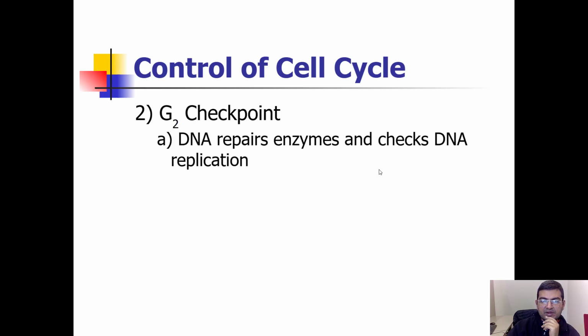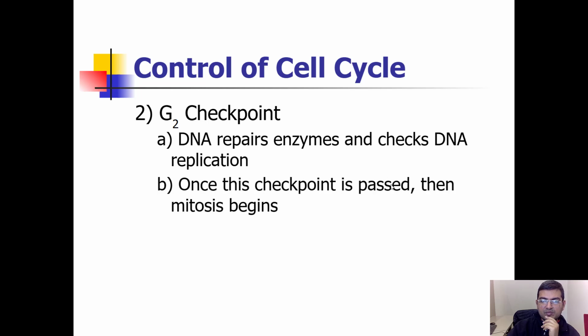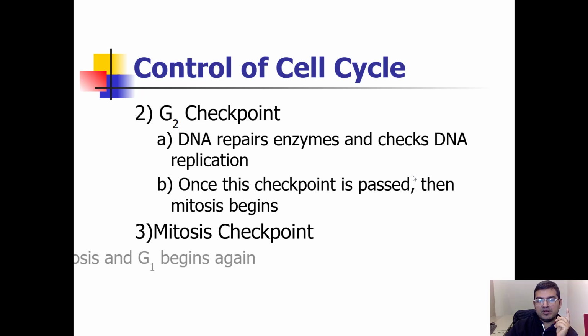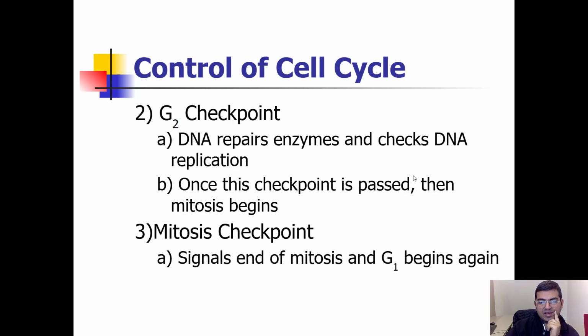Second, at the G2 checkpoint, DNA repair enzymes check the DNA replication. Once this checkpoint is passed, then mitosis begins. The mitosis checkpoint signals the end of mitosis, and G1 begins.